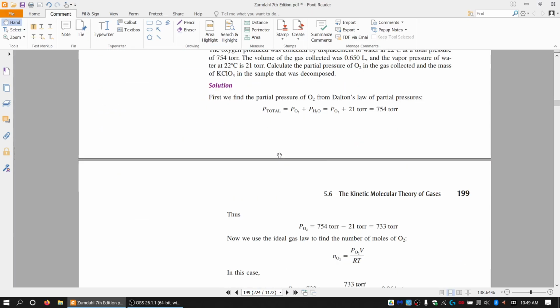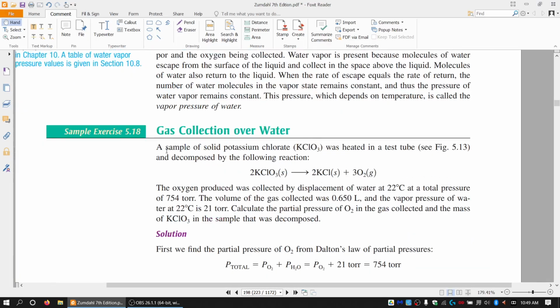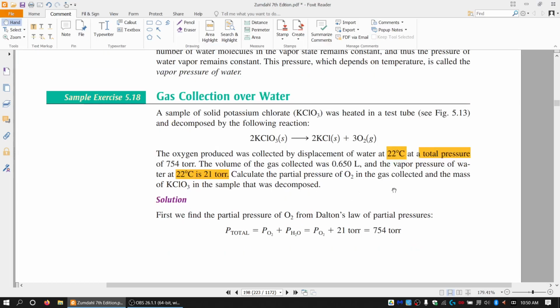And so if you look at this example here, a sample of solid potassium chlorate, KClO3, was heated in a test tube and decomposed by the following reaction. So you can see it produces the oxygen. The oxygen produced was collected by displacement of water at 22 degrees Celsius and a total pressure of 754. And so note, this is the total pressure. Since we have the temperature of the water and the total pressure, they give you the partial pressure of the water, 21 torr, and you could just say, okay, if the total pressure is 754 and I subtract out the 21, I could then determine the pressure of the oxygen.